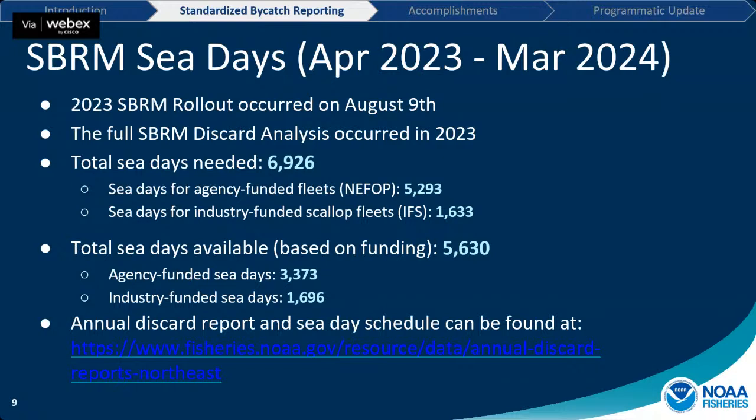The total sea days needed according to the analysis was 6,926 sea days. Of the 5,293 sea days needed for agency funded fleets, 3,373 days were able to be funded in 2023. 320 of those days were carried over from 2022. And for the industry funded scallop fleet, approximately 1,600 days were determined to be needed and were able to be funded.